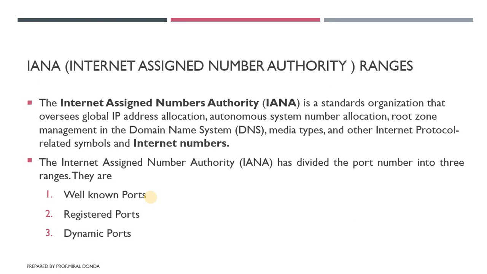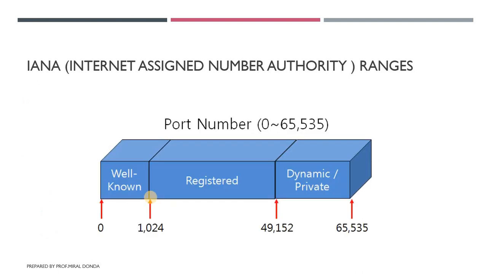So this authority has divided the port numbers into three ranges. Yes, the three ranges are well-known ports, registered ports and dynamic ports. Now we all know what a port is. With the help of ports we can differentiate the processes. The port numbers range from 0 to 65,535, but only the port numbers 0 to 1023 are reserved for privileged services and designated as well-known ports.